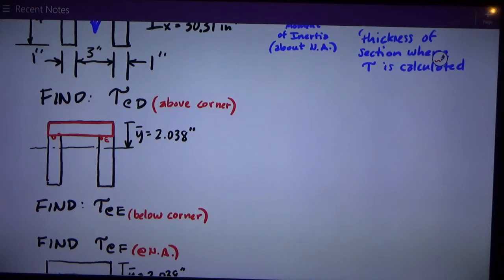I'm calculating the shear stress at point D, and so A prime is going to be the area of that horizontal rectangle at the top. So that's A prime. A prime for this shape, it's 5 inches wide and 1 inch tall, so it's 5 times 1 is 5 square inches.